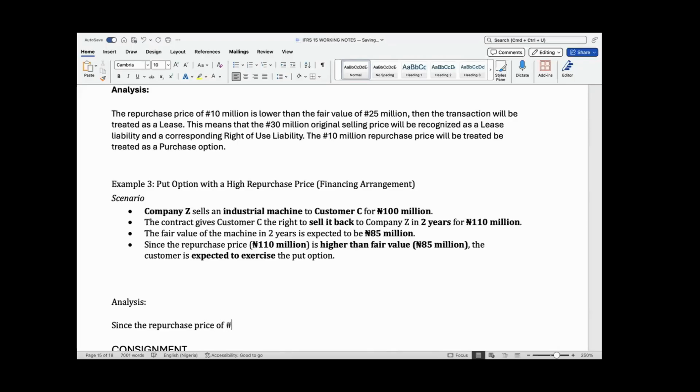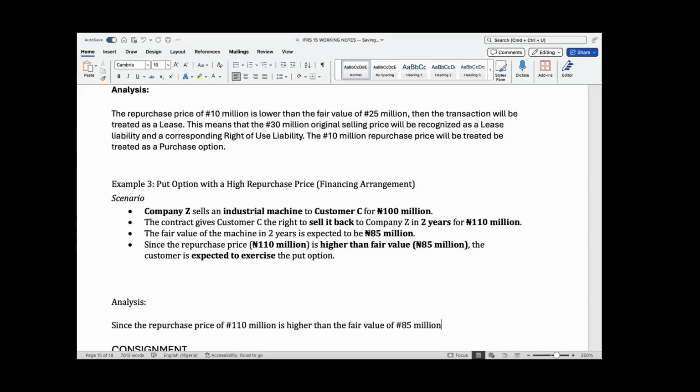The purchase price is 110 million, higher than the fair value? No, it's higher than the original selling price of 100 million. But the fair value is 85 million. So it's higher than the two. It's higher than the fair value of 85 million, and even if it's higher than any of them, we are good to go.